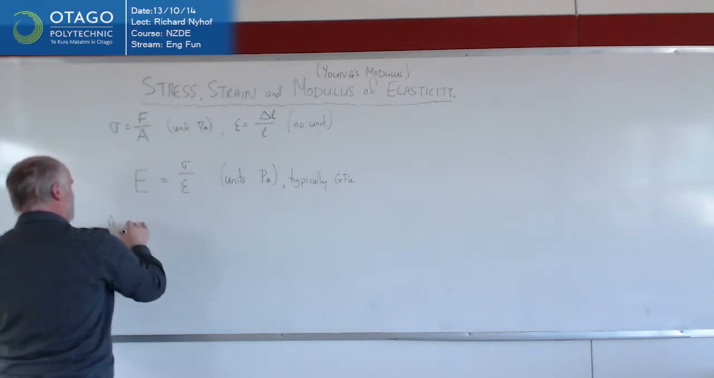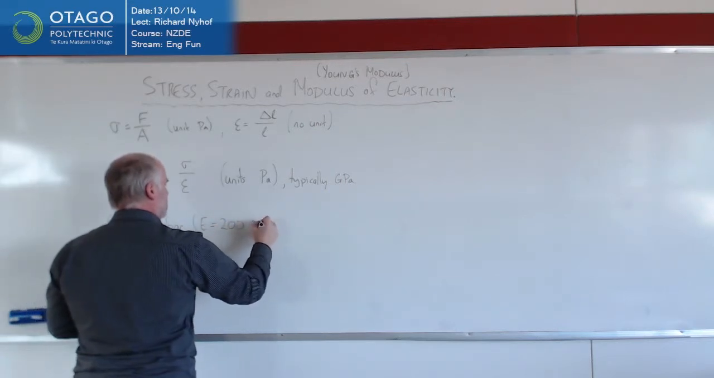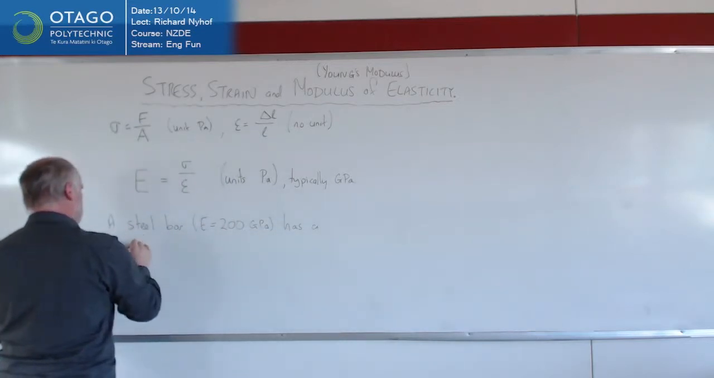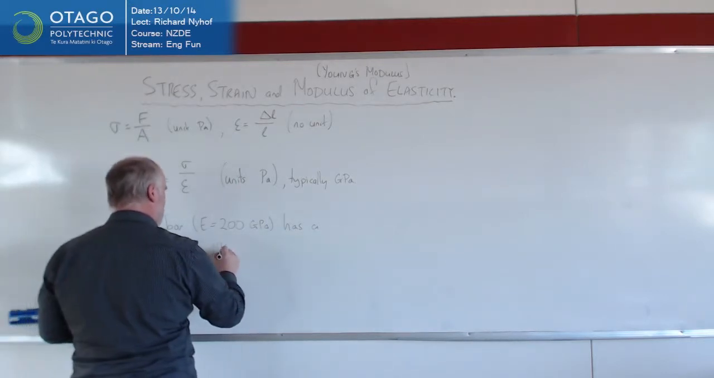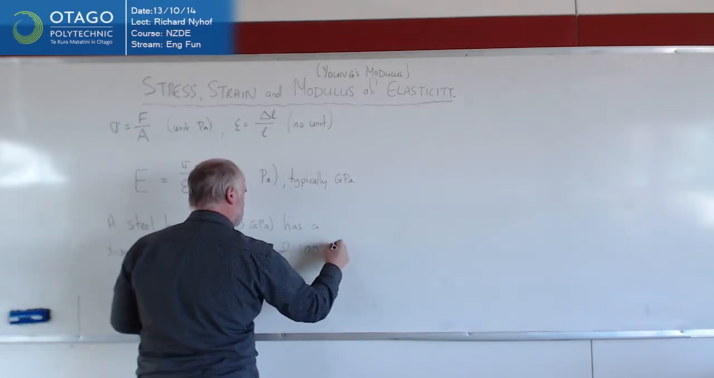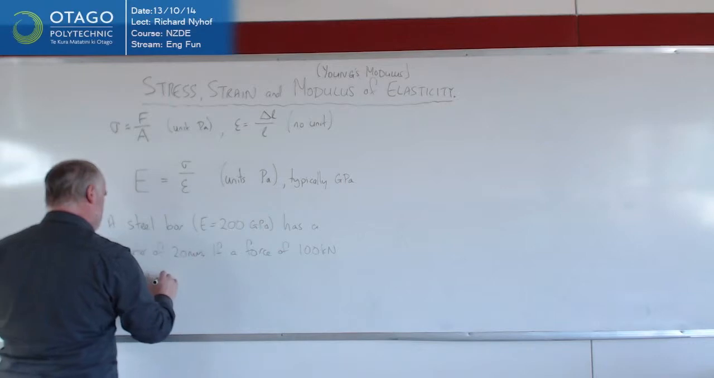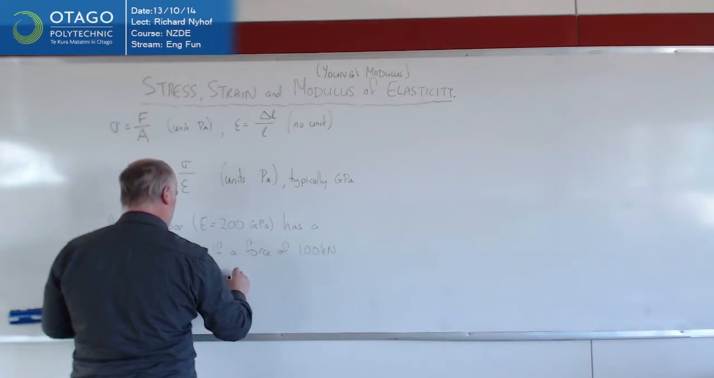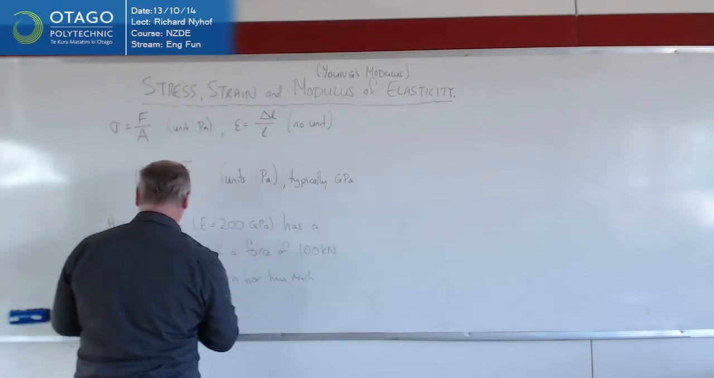A steel bar, Young's modulus 200 gigapascals, has a diameter of 20 millimeters. If a force of 100 kilonewtons is applied to 576 millimeters of this bar, how much will the length change?